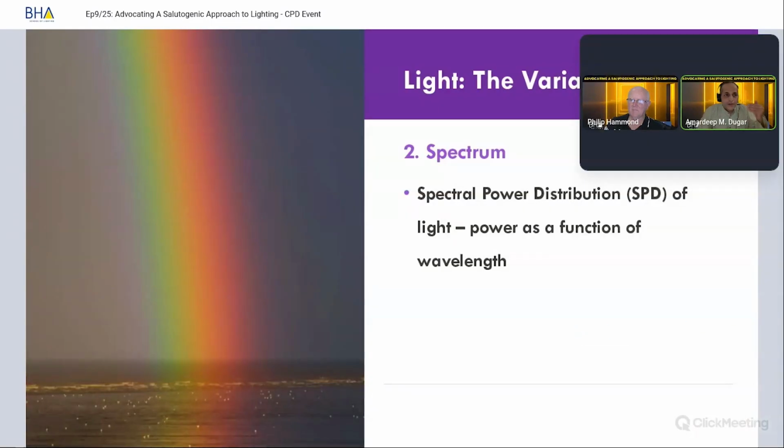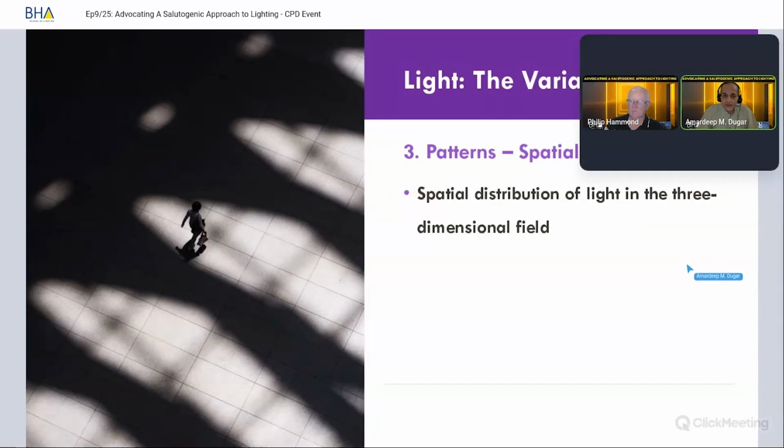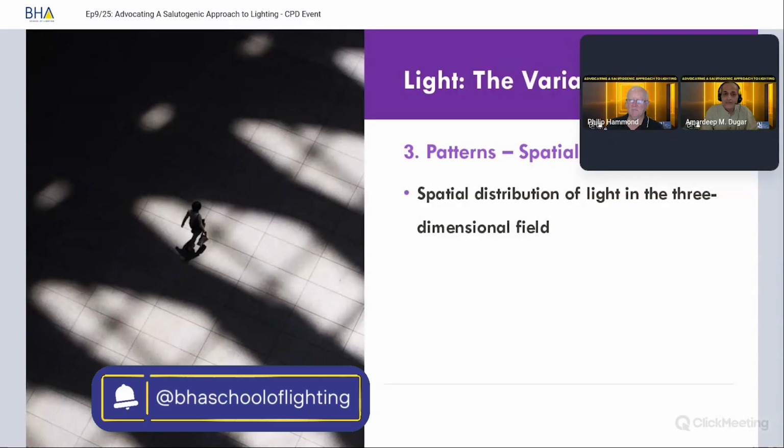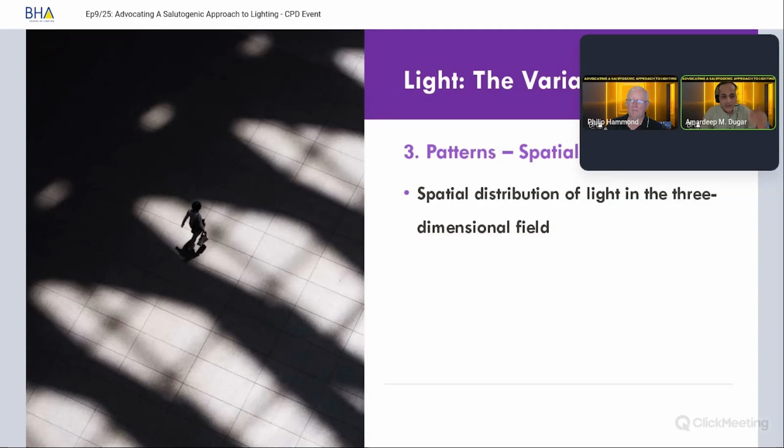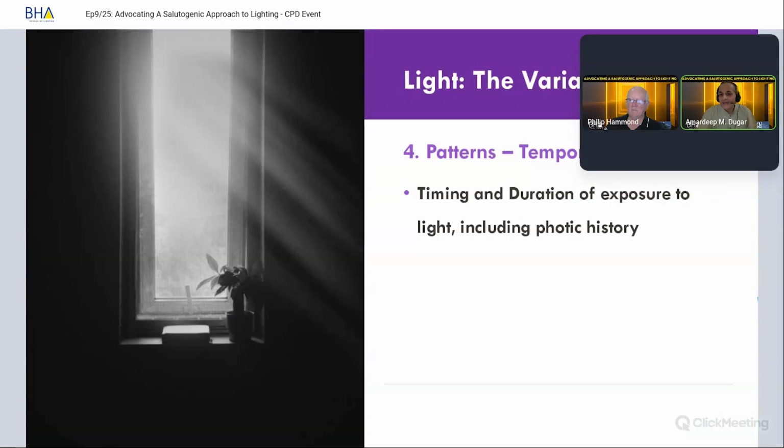And from a very architectural perspective, light happens in patterns. The first pattern is spatial patterns, in the sense of how light is spatially distributed inside the three-dimensional field, whether it's light and shadow patterns. And the second pattern is the temporal pattern. Temporal means in terms of time, which can be subdivided into two parts, timing and duration. Timing is at what time you're exposed to a specific intensity or a specific spectrum of light, and duration is how long you're being exposed to that specific intensity or spectrum of light.